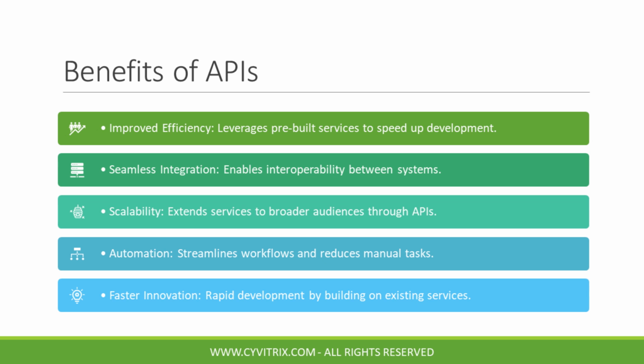APIs also enable seamless integration of systems, making it easier for various platforms to work together, such as integrating e-commerce systems with payment gateways or shipping services. Scalability is another important benefit, allowing organizations to extend their services to a broader audience. APIs also facilitate automation, improving operational efficiency by allowing communication between systems without manual intervention. They also enable faster innovation, as companies can quickly build new features by leveraging third-party services. Finally, APIs enhance the user experience by enabling real-time features such as live updates and location-based services.